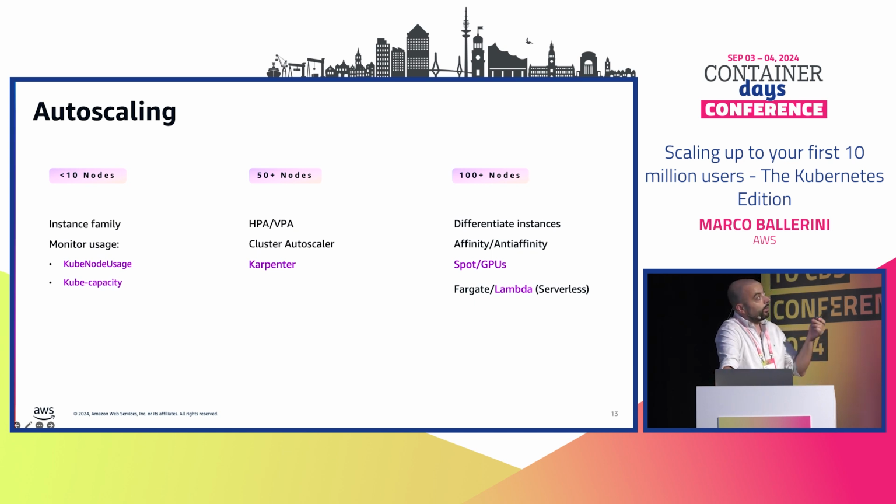And finally, with 100-plus nodes, you should really look into differentiating the instances. What I mean by that is, one, you probably want to run different instances for different parts of your application. And two, you might want to start to use affinity or anti-affinity or some sort of selector so that, for example, your kube-system pods are running on different node groups, or some pods that are accessing specific resources are running on a specific set of nodes. Same goes for spot and GPUs. That's probably something that you want to look at when you start to have 100-plus nodes.